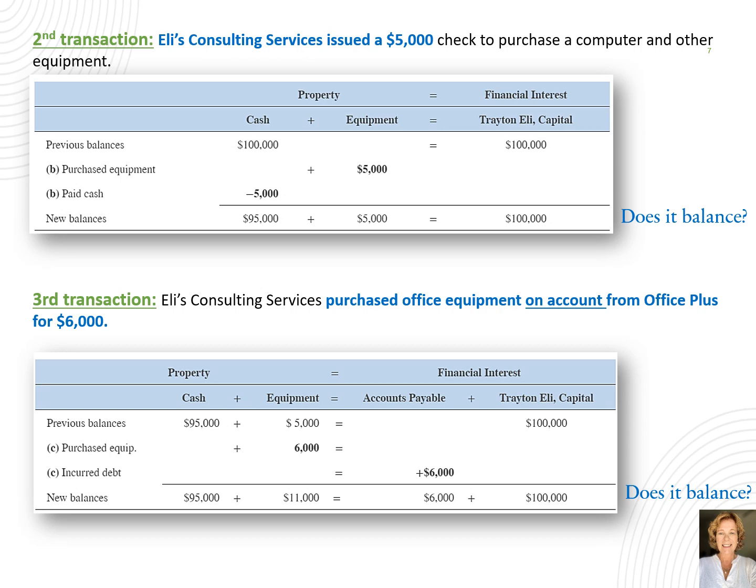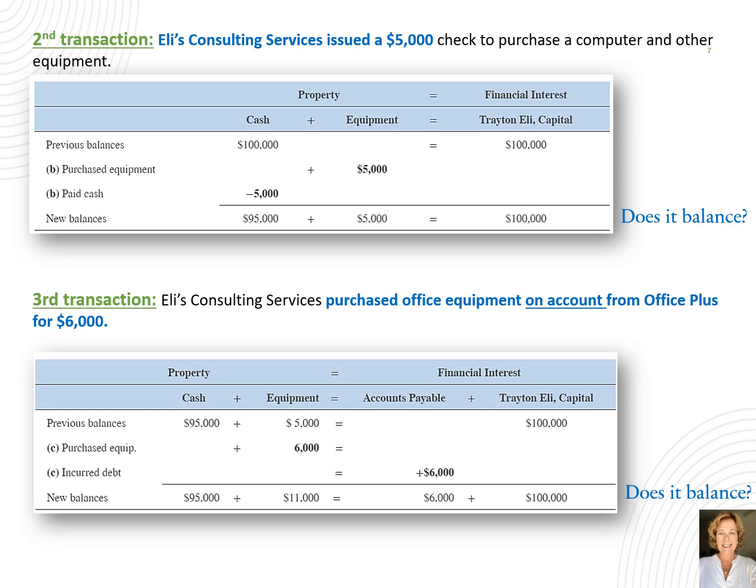The firm purchased new property equipment for $6,000, which means that property increased. Eli's Consulting owes $6,000 to Office Plus, which means that the financial interest and obligations have increased. We'll add another category for accounts payable on the financial interest side and write plus $6,000 in the accounts payable column and write plus $6,000 into the equipment column.